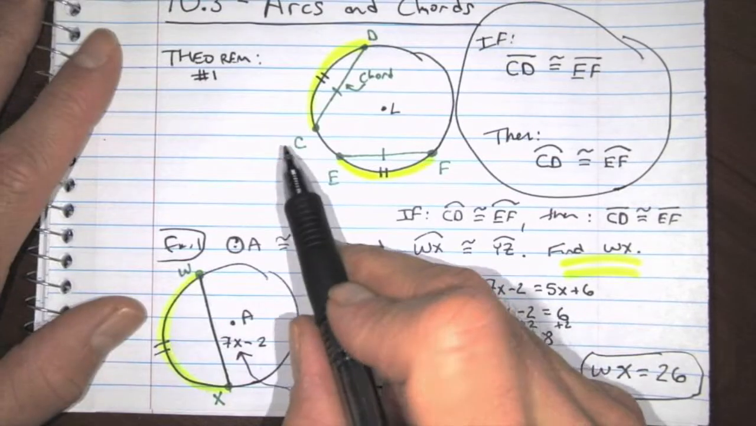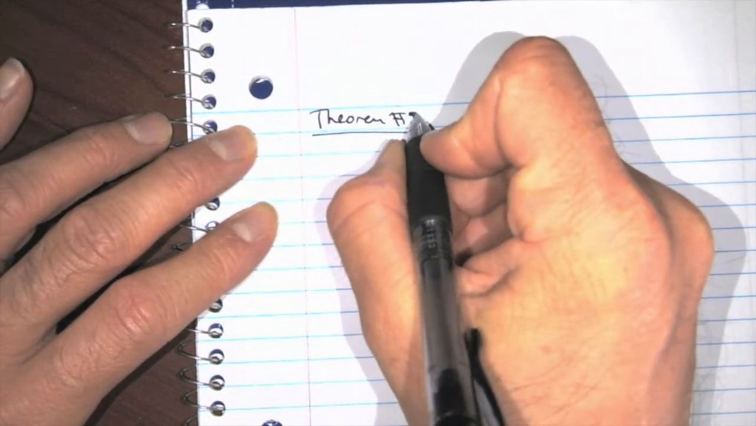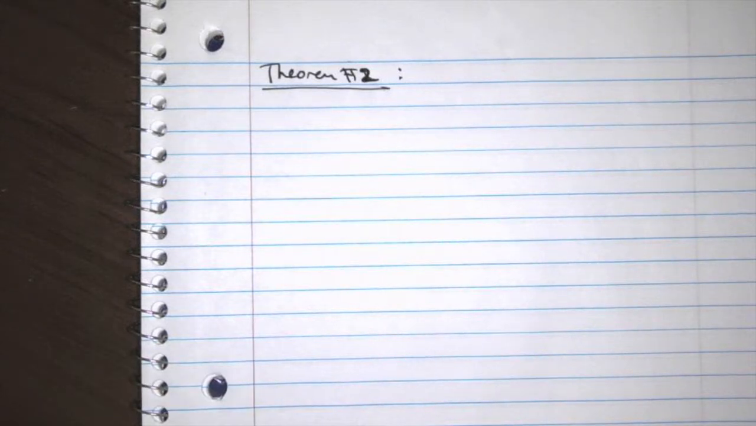Alright, that's the first theorem. We got 2 more to go. Let's get rolling. Feel free to pause. Feel free to go back and rewatch what I just showed you if it doesn't make sense. Theorem number 2. That is a 2. A sloppy 2. Theorem number 2.